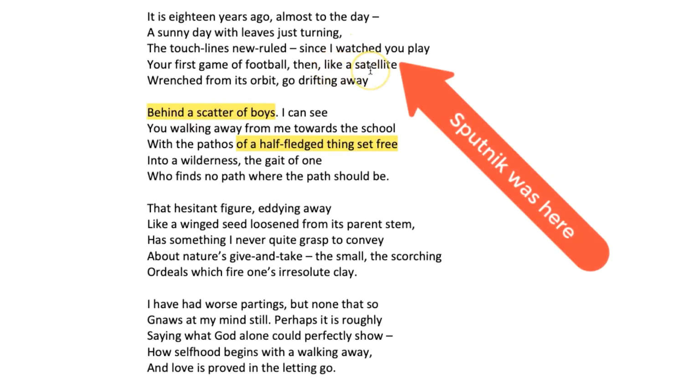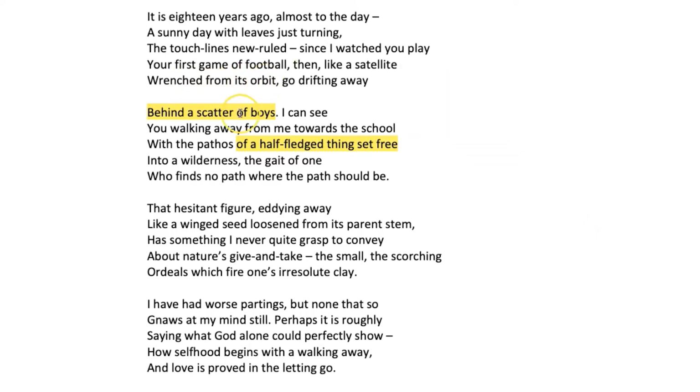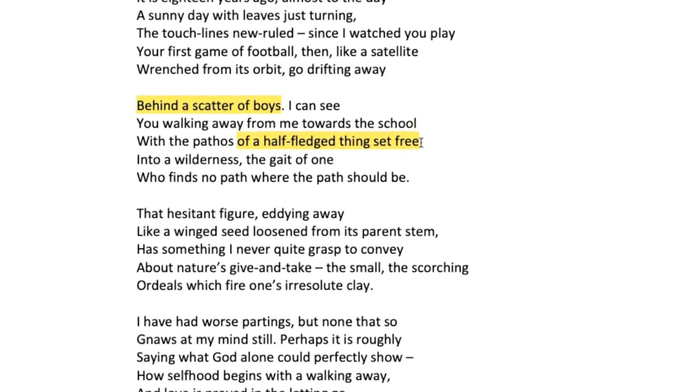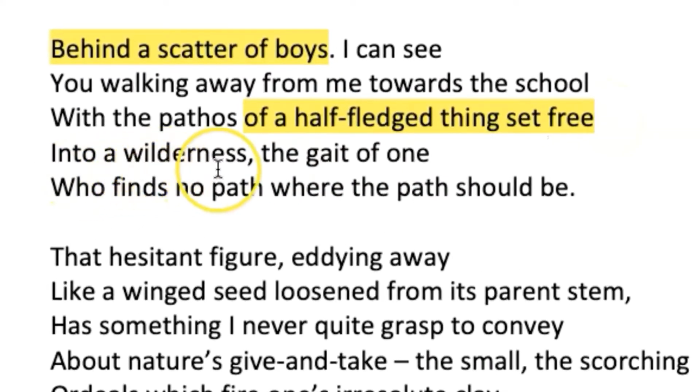What was the disaster for the satellite? It's going to stop flying because when it's wrenched from orbit, it's going to come crashing to the ground. So we have a sense again that the father feels that his son is not safe. And that's added to by the enjambment here, set free, and then this is contrasted to into a wilderness.